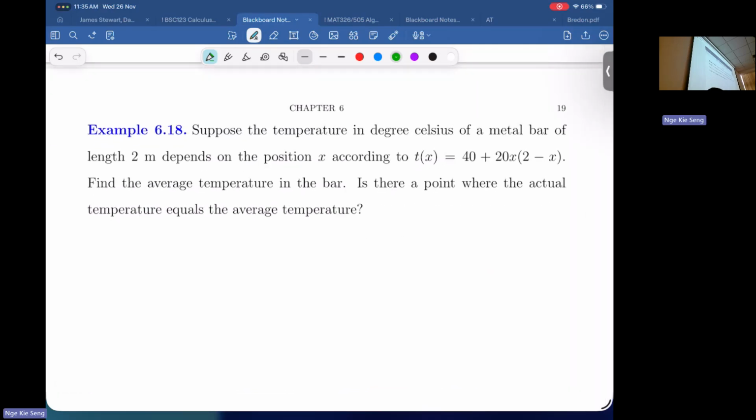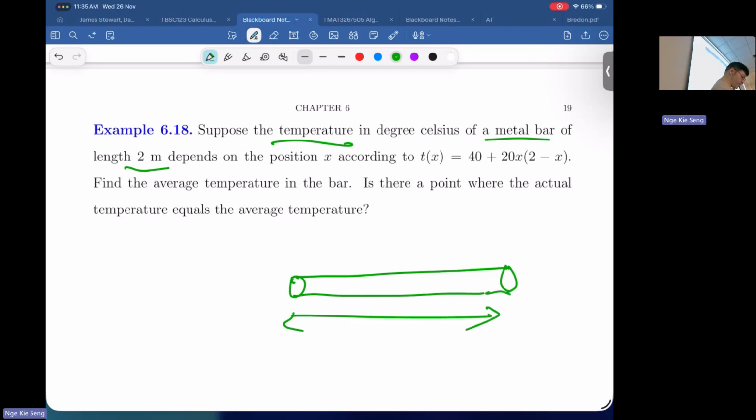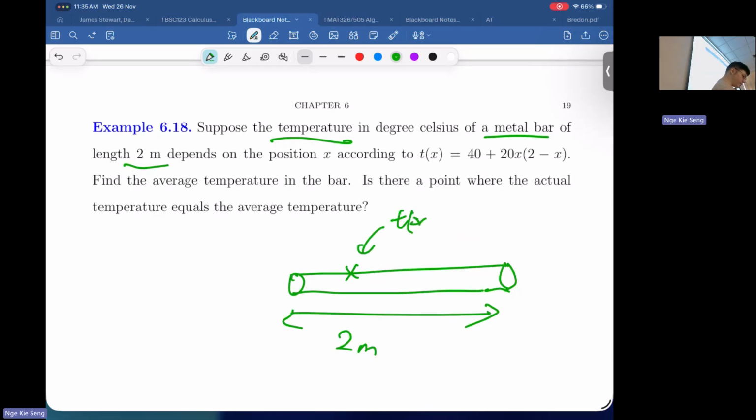application. So when can we use this average value here? For example, in this question, there is a temperature of a metal bar of length 2m. So this metal bar maybe looks like this, right? And the length is 2m. Depending on what position you are at, there is a temperature corresponding to it. Does it make sense? This temperature could change along the position x of the metal bar.